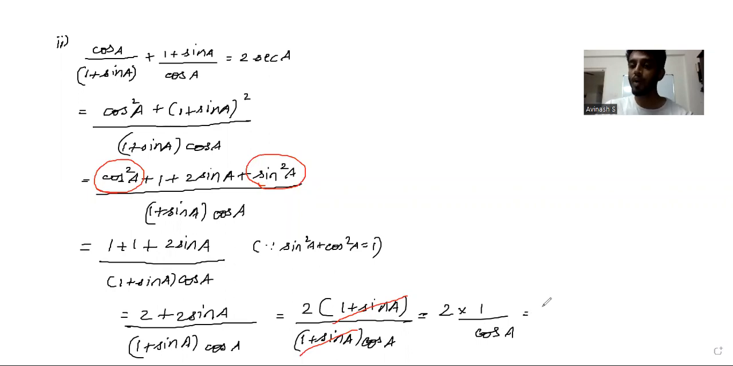And we know that inverse of cos is sec. So you get 2 sec, which is the right hand side. So this is how we bring the right hand side from the left hand side. So this brings the second subdivision to an end.